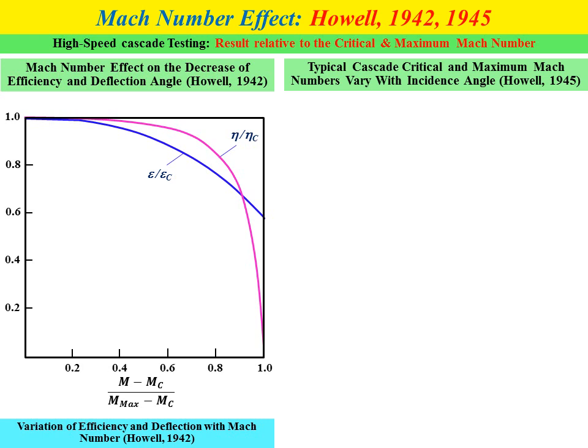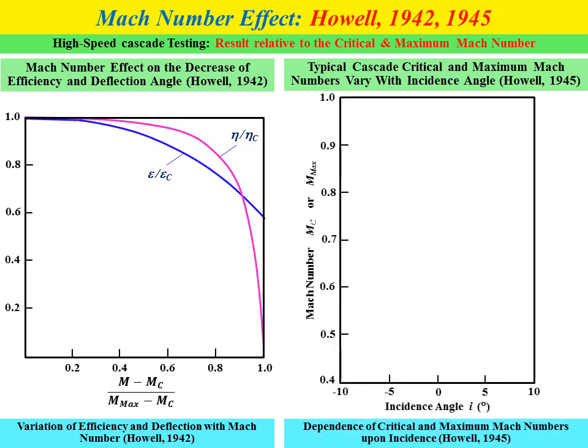The second graph shows the result in terms of typical cascade critical and also maximum Mach number varying with incident angle. The results were obtained by Howell in 1945. The graph refers to the dependence of critical and also maximum Mach number upon incident angle. The graph shows the critical Mach number or maximum Mach number versus incident angle i. So we have two curves here. The pink curve represents the data for critical Mach number, and the blue curve represents the value for maximum Mach number. So if we have an incident angle value, we can determine critical Mach number and also maximum Mach number by using this graph.